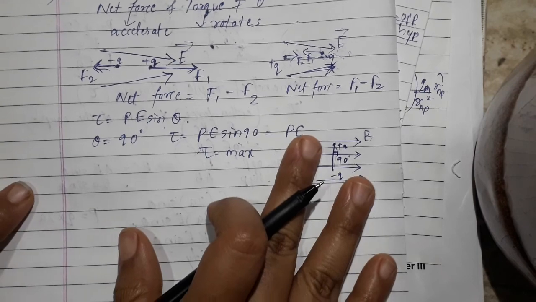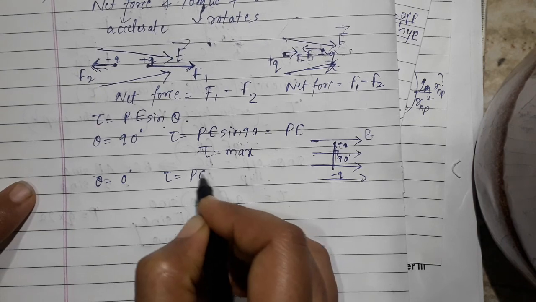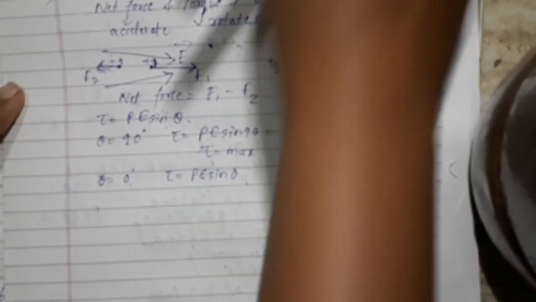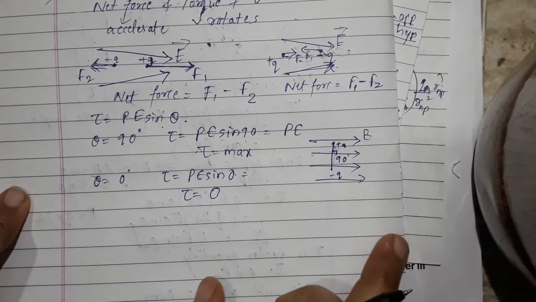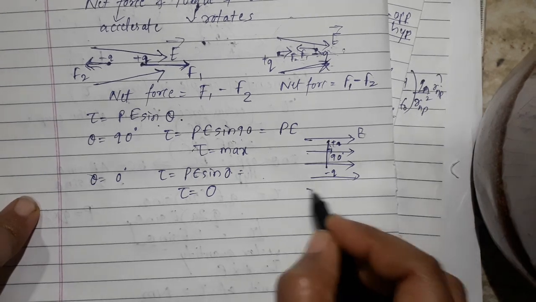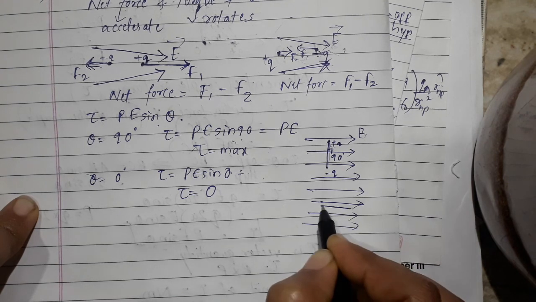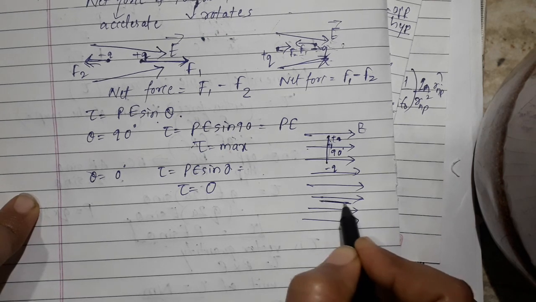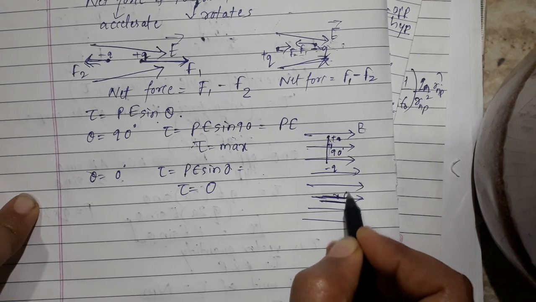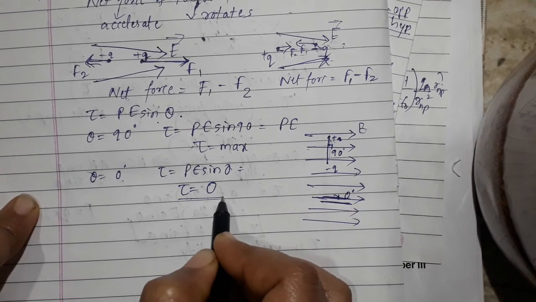The moment of this couple will be maximum. The minimum is when theta is equal to 0 degrees. You know that sine 0 is equal to 0, so tau is equal to 0. This means the axis of the dipole is parallel to the electric field lines. It is in the same direction and doesn't make any angle; theta is 0 degrees. So there is no moment, and the torque will be 0.